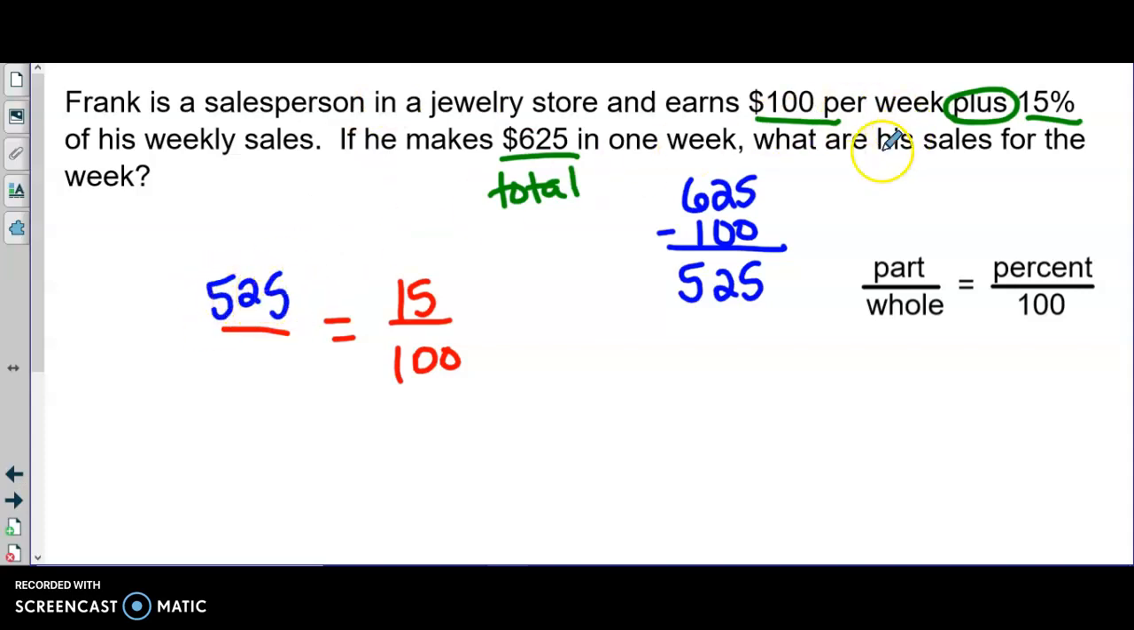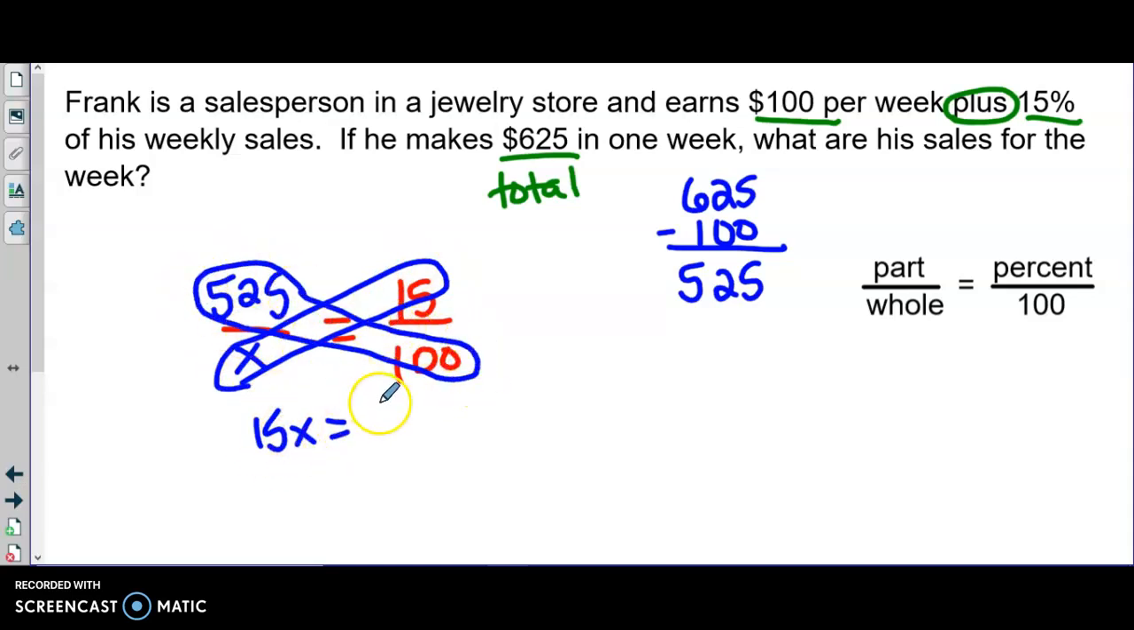But our job here is to find what are his total sales for the week. So that's what we don't know. We don't know the total sales. He made $525, but we don't know how much money he sold in all. So let's go ahead and cross multiply. 15 times X equals 525 times 100, which remember you can just write 525 and then put 2 zeros there. Divide each side by 15.